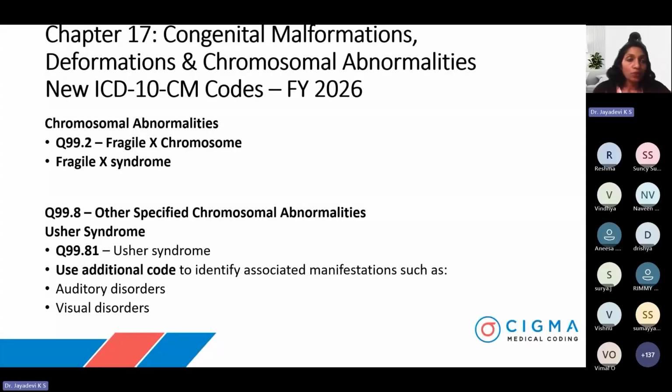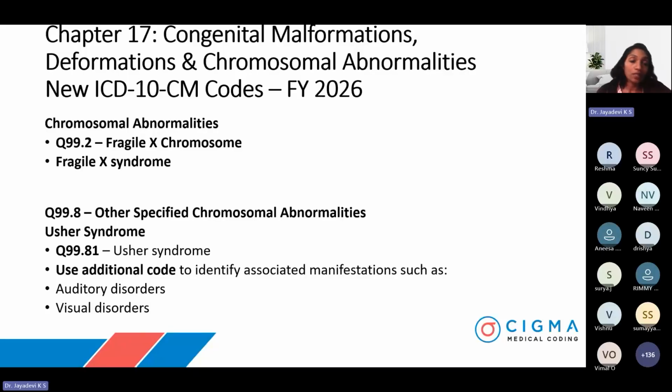You can see the new disease condition added is Q99.2, fragile X chromosome syndrome. So it's actually an intellectual disability syndrome that's genetically associated. And Usher syndrome, that is Q99.8, other specified chromosomal abnormality, which includes Usher syndrome, Q99.81. The Usher syndrome is also a congenital defect.